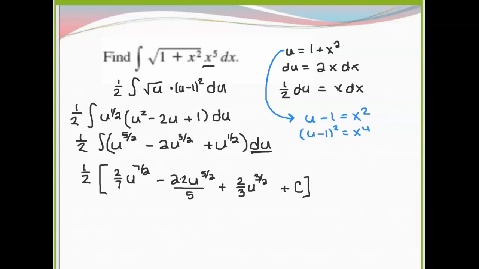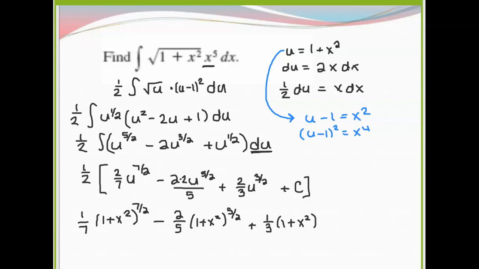And then your last step will be to distribute the 1/2 and replace all of the u's back with their original x's. So 1/2 times 2/7 is 1/7. 1 plus x squared, or to the 7/2, minus 2/5, because 1, 2 would cancel. 1 plus x squared to the 5/2, plus 2/3 times 1/2 would be 1/3. 1 plus x squared to the 3/2, plus c.